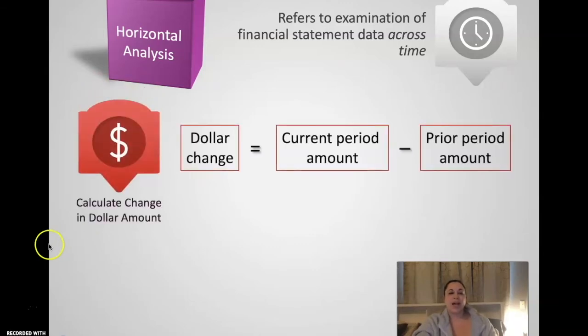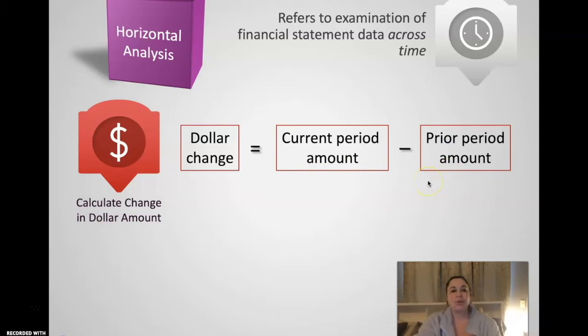We're just going to look at how much each line, each account, has changed from last year or prior years until now. And we do this by taking the current period amount minus the prior period amount. And that shows how much it changed. So let's say if this year my net income was 120,000 and last year it was 100,000, that means it went up by 20,000 this year.